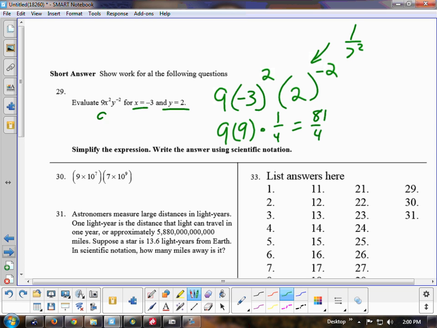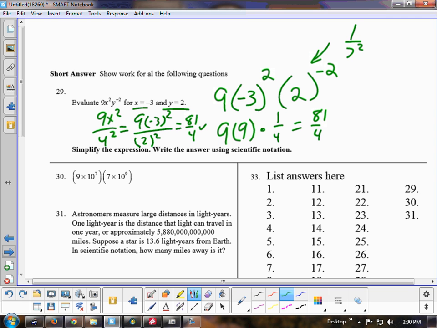Okay, we could do it that way. Or you could do it this way. You could say 9x squared, and the y squared goes on the bottom. Then put in your numbers. 9 times negative 3 squared over 2 squared, which is still 81 over 4.